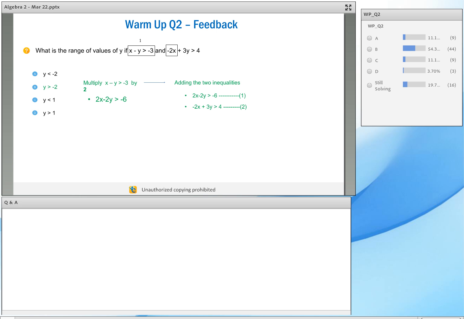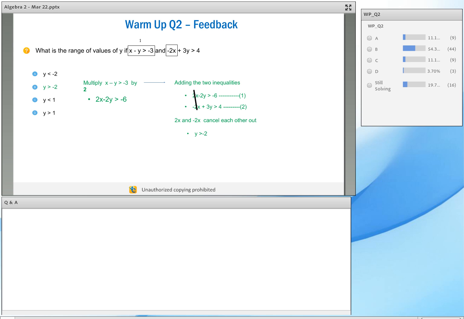Then you add the 2 inequalities. When you add them, these 2 terms cancel each other out, 2x and minus 2x. What you're left with is y is greater than minus 2, and choice B is the correct answer.